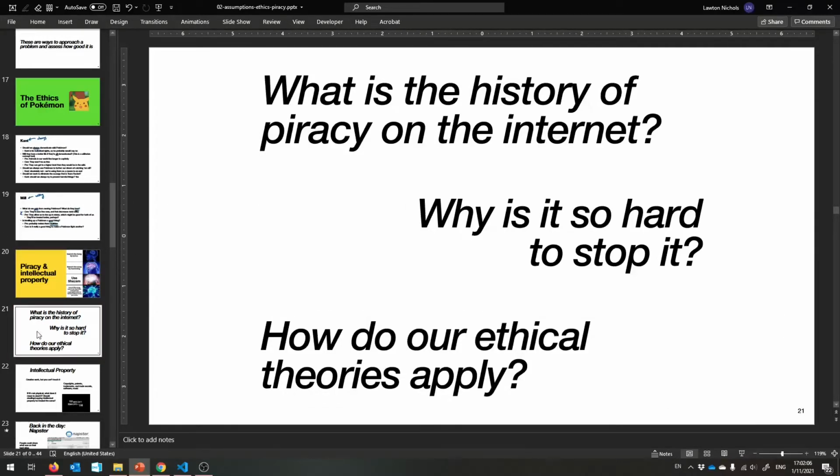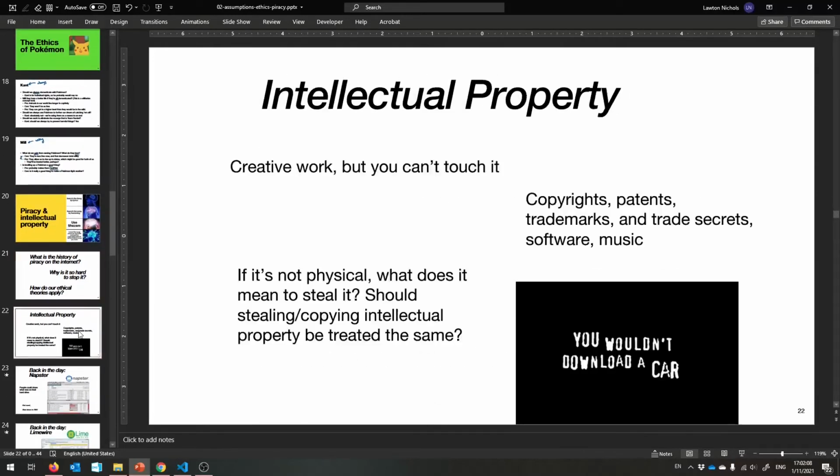In order to talk about piracy, we need to talk about intellectual property, which is just a fancy word that describes something that someone else makes. It's a creative work that is not touchable. It's a thought, like a little thought bubble cloud. You cannot touch intellectual property. These are things like copyrights, patents, trademarks, trade secrets, and then something that you can kind of touch sometimes, depending on how you get it, software and music.